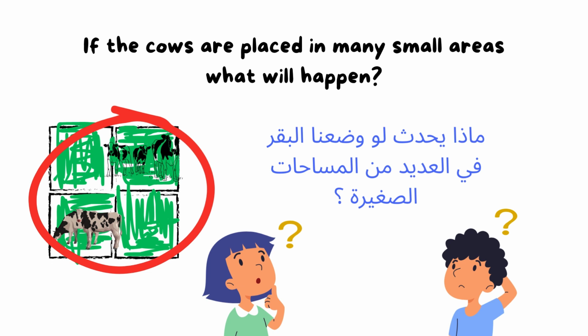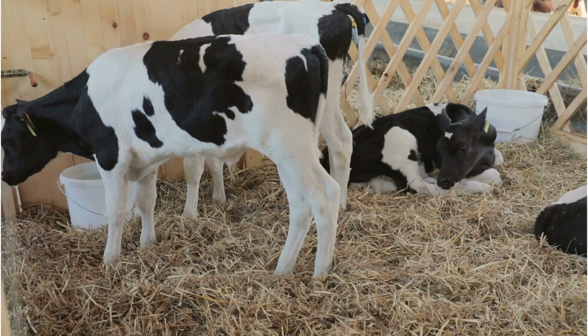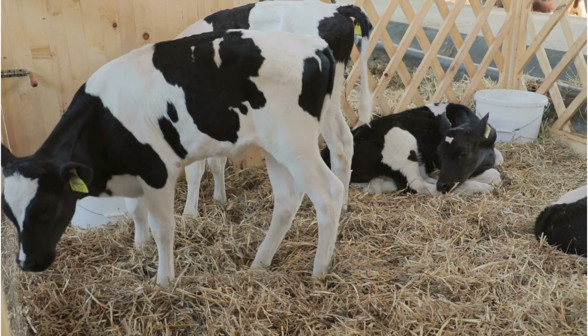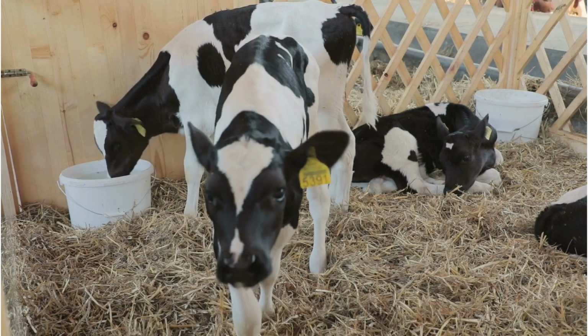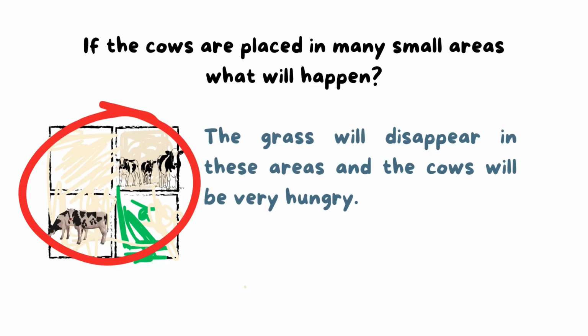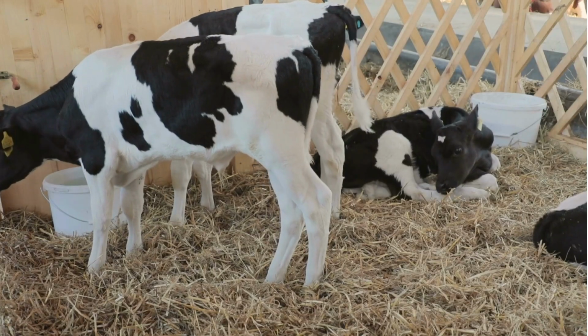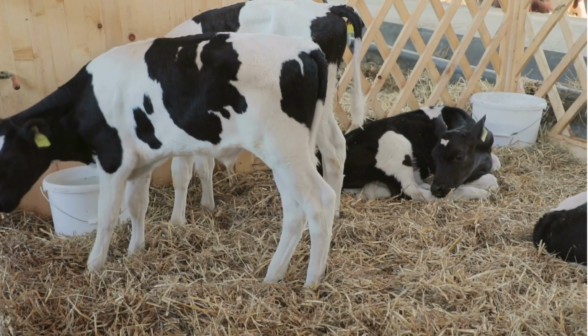Can you think with me? As you see here, if the cows are placed in small areas, what will happen? They will eat all the grass, and the grass will disappear in these areas, and the cows will be very hungry because for this grass to grow, it takes a longer time. We can call this situation an unsustainable situation. It is the opposite of a sustainable situation.